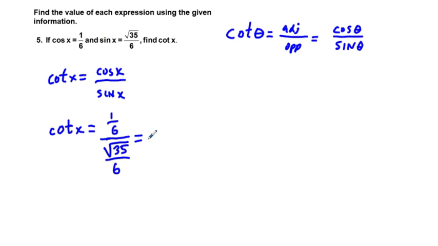It looks pretty complicated, but we just use that same 7th grade skill we were supposed to have learned back then. Dividing by a fraction is the same as multiplying by its reciprocal, so instead of dividing by square root of 35 over 6, we multiply by 6 over square root of 35. The 6s cancel, and what we have left is 1 over square root of 35.